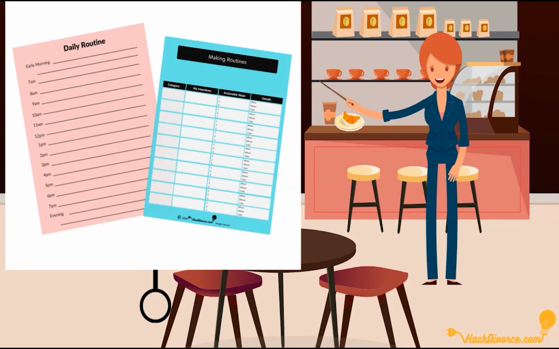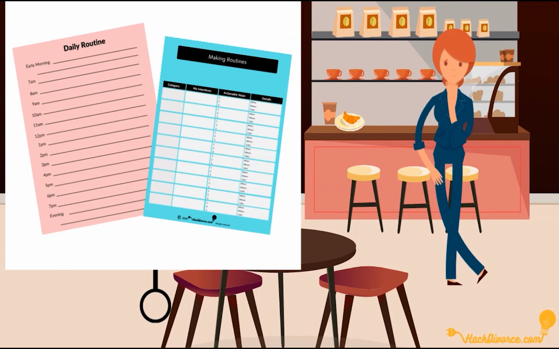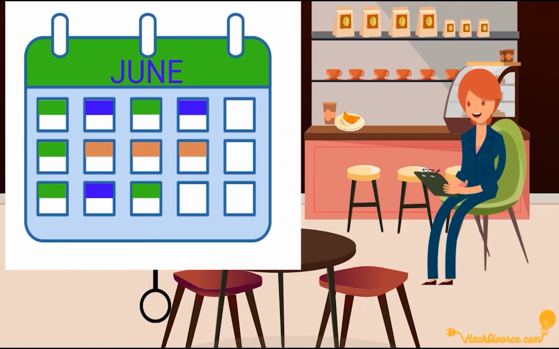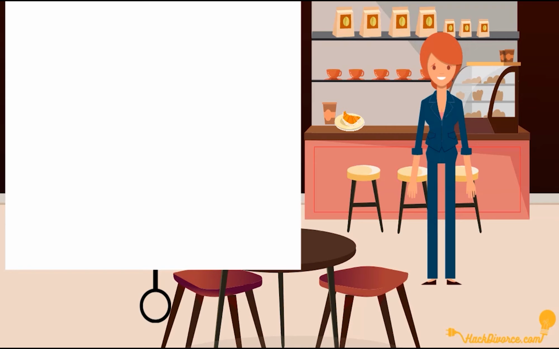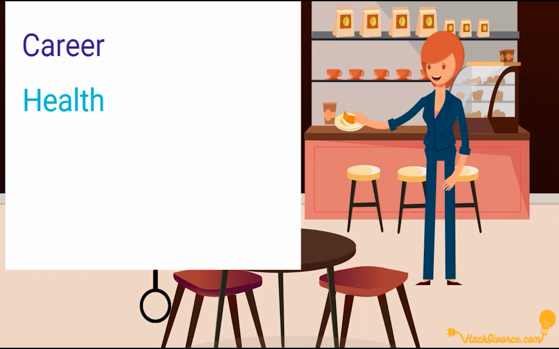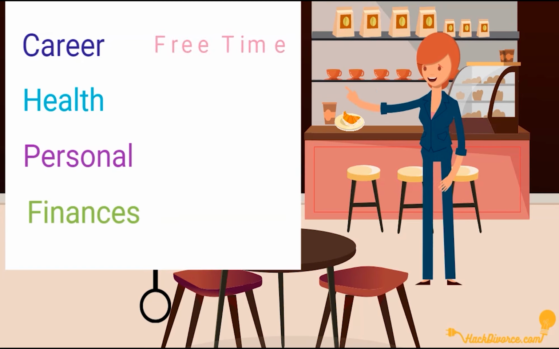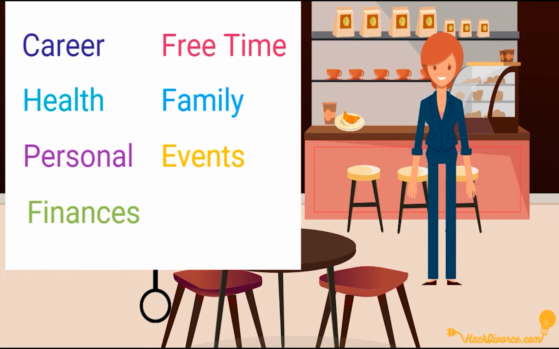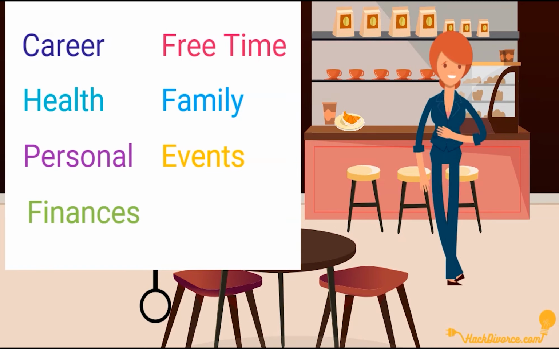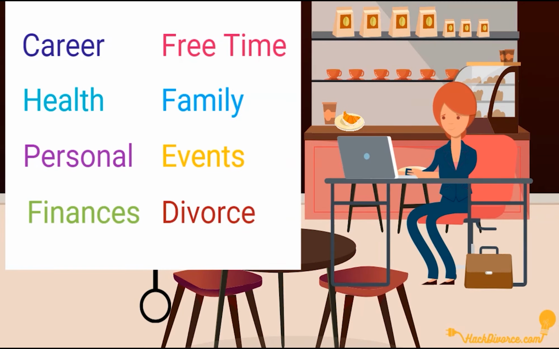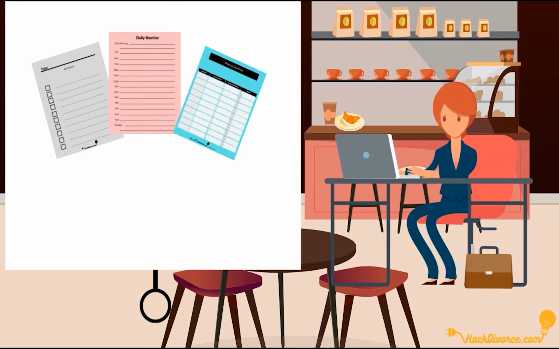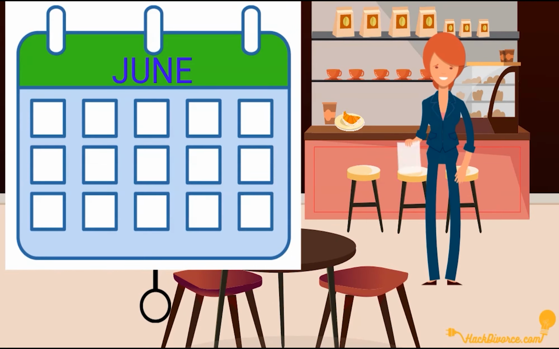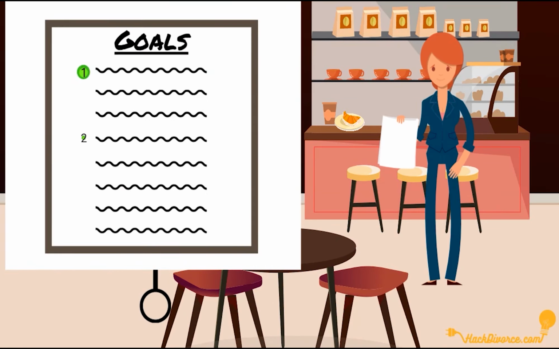Use the worksheets included with this video to help you categorize and plan out your routines. Commit to scheduling them into your calendar regularly to see the real results. Common categories for routines include career, health, personal, finances, free time, family, and events. Also, don't forget that you need a category for all the things that need to be done related to your divorce right now. You'll find the lists provided in the Hack Divorce course an invaluable tool for helping you to schedule and stay on top of these things. Fill in the lists, prioritize the items, and schedule them in.